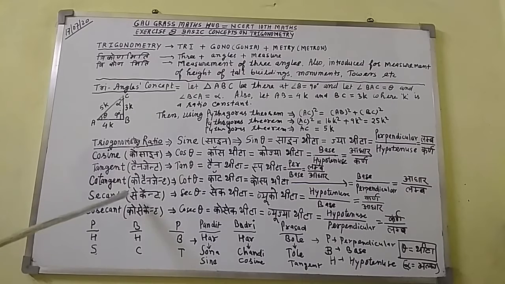In order to remember how the trigo ratios will be remembered forever, you can say here perpendicular upon hypotenuse, that becomes S, that is sine. Here I have written base upon hypotenuse, that is cosine. Here I have written perpendicular upon base, that will become tangent, tan.